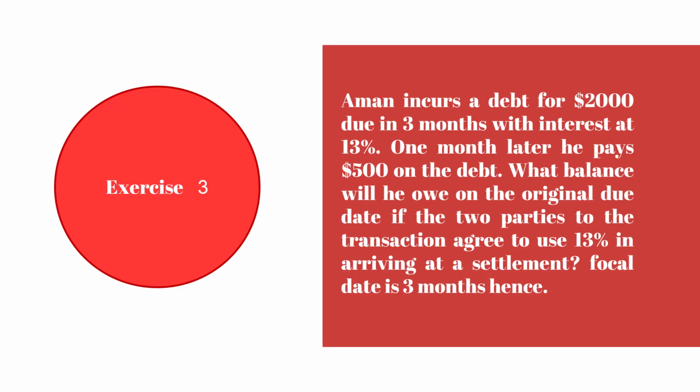Exercise number 3. A man incurs a debt of $2,000 due in 3 months with interest at 13%. One month later, he pays $500 on the debt. What balance will he owe on the original due date? If the two parties to the transaction agree to use 13% in arriving at the settlement, the focal date is 3 months hence.